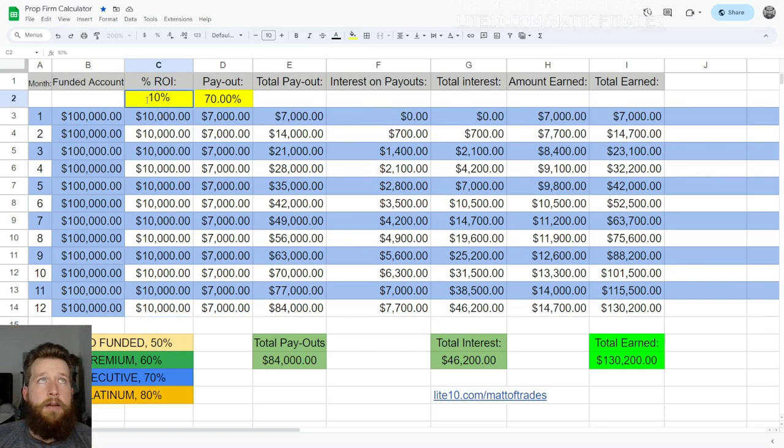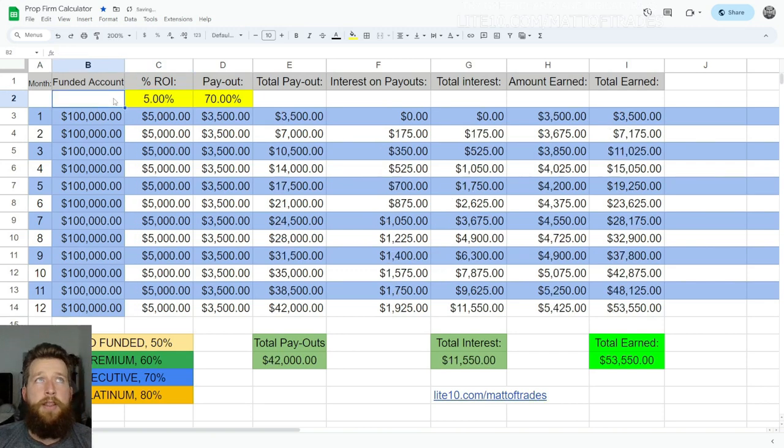Even if you wanted to be a lot more conservative in this scenario, making 5% a month off of a $100,000 account and getting paid 70% of that, you still would have increased your portfolio, your net worth, I guess, by $53,500. And on that last month, you would have made $5,500. Now, you probably might want a little bit more than that to live off of per month. But hey, that's a little over 50 grand that you didn't have before.